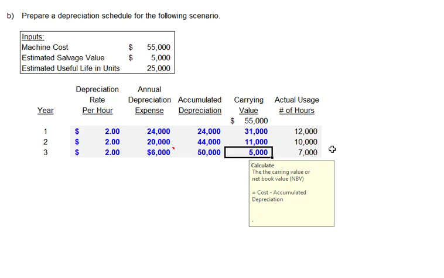Now, if our usage was less than expected and we could still keep using it in future years, this would just extend out for more years.